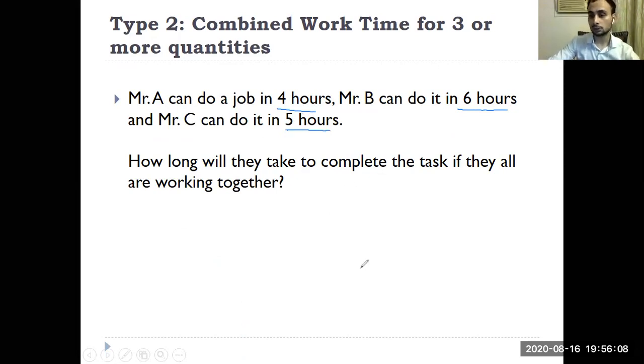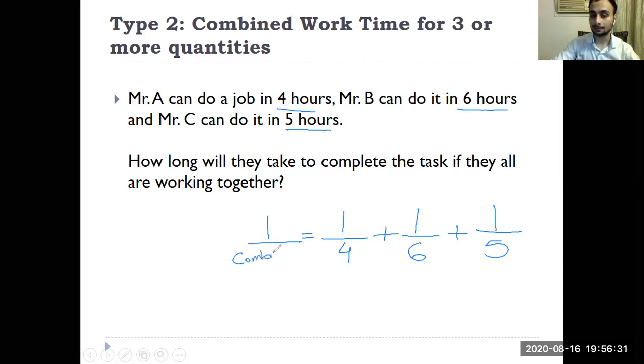To solve this question, what you'll do is basically सारे alone times को आप denominator में रखोगे 4, 6 and 5. मैंने सारे alone times को denominator में रखा. Numerator will be a simple one. What I'll do is I'll add all of them together and this will all be equal to 1 over the combined time.